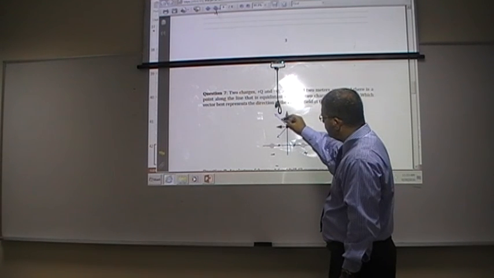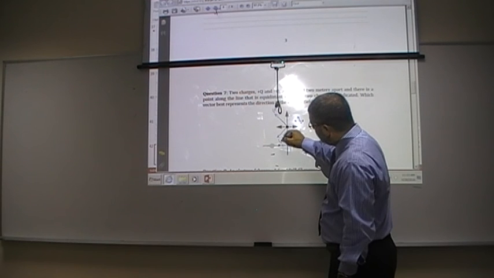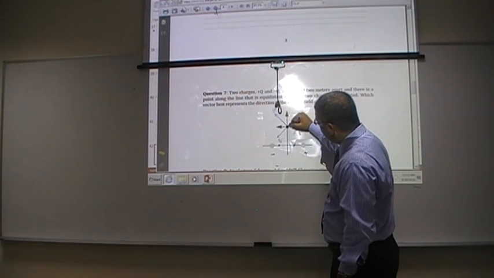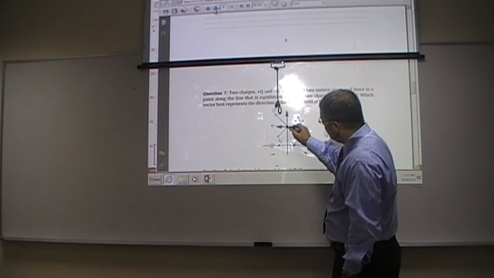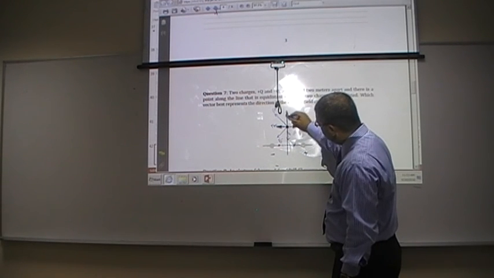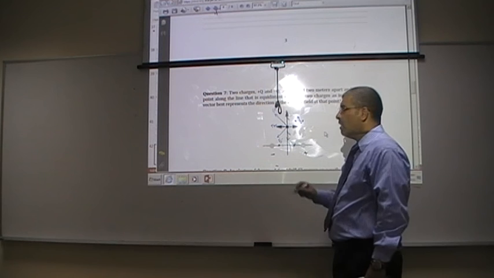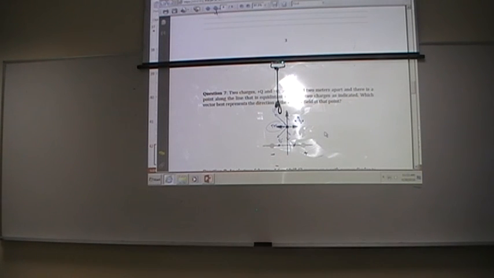If I resolve this one here, let's call this E positive, and this E negative. If I resolve this here, I'm going to get a vector here and a vector here, right? And if I resolve this, I get a vector here and a vector here. These guys will cancel, and that's my vector. Did you see how I did it?